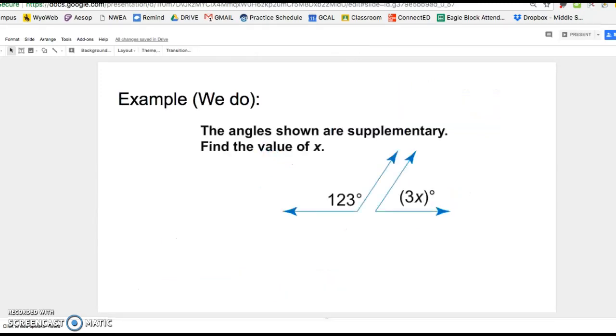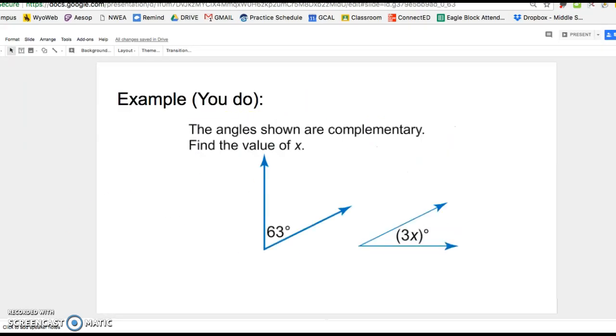So for this one, I want you guys to pause the video and go ahead and try this one, and then see how well you do. Okay, so if you looked at this, it gave you the clue that these are supplementary angles within the piece of it. And let me skip a couple.